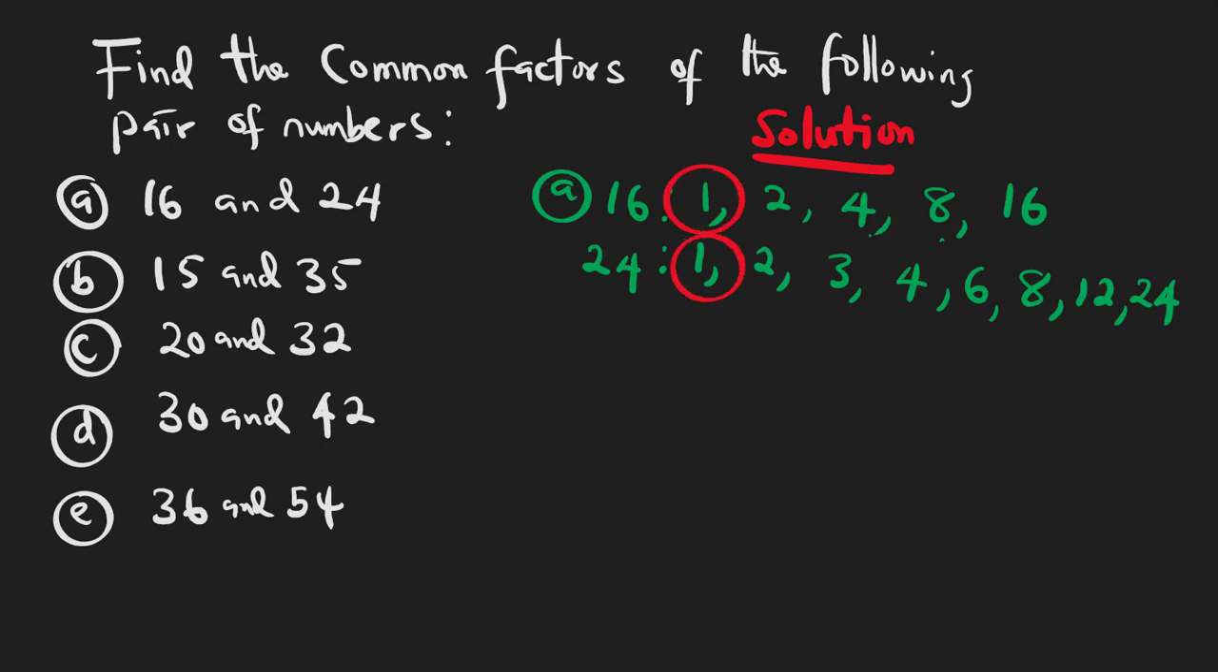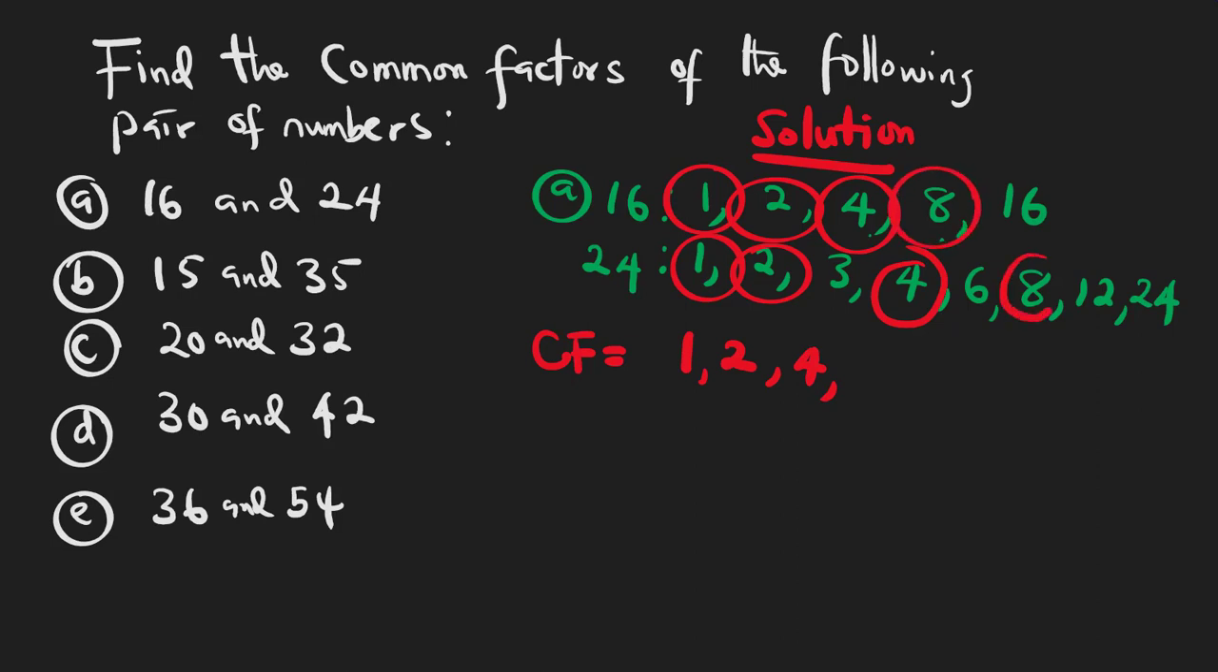So if we check, we have 1 in common, right? So we'll go down and write 1. Remember we said common factor, right? 1 in common. We have 2 again in common. So therefore we write 2. Then we have 4 in common. Can you see it? So we have 4. But again, we have 8 in common, right? 8 and 8. So remember, those numbers must be common before you write them. So these are the common factors of 16 and 24.